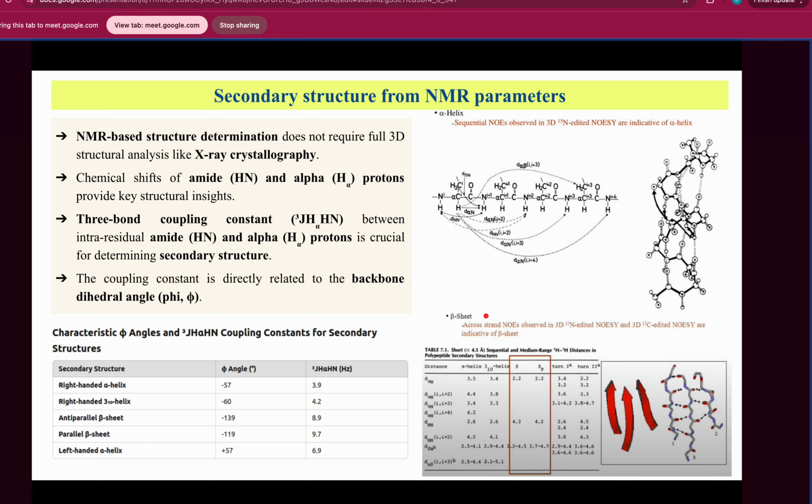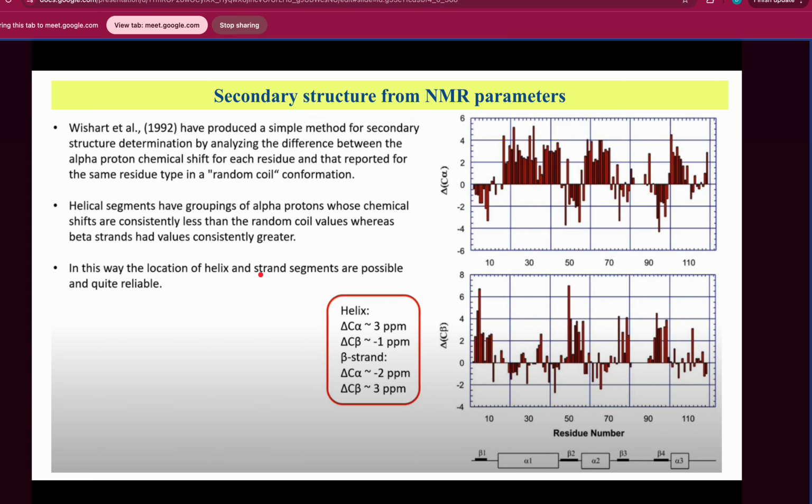Similarly, in the case of beta sheets, cross-strand NOEs are observed in 3D N15 edited NOESY and 3D C13 edited NOESY, which are indicative of beta sheets. And these are some of the distances. And there is another way with which we can predict whether it is an alpha helix or a beta sheet.